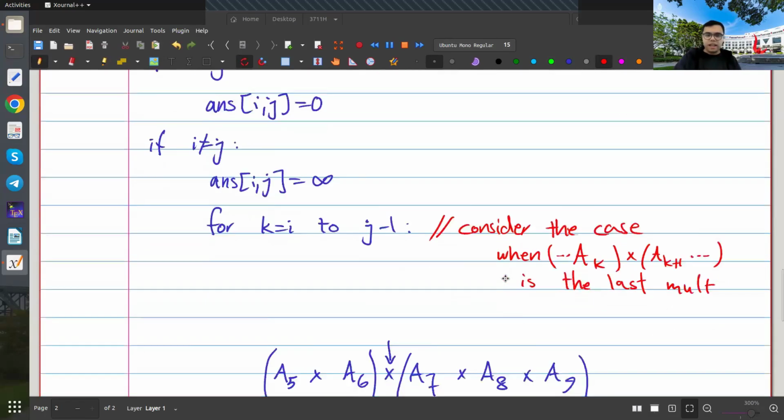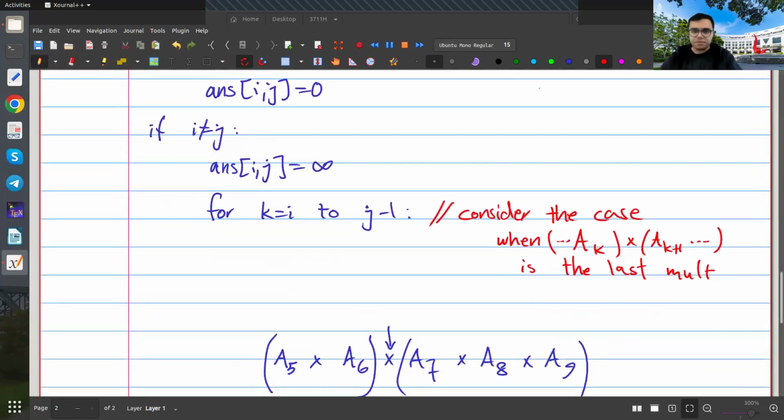Now, what would be the cost here? The cost, let's call it C, would be the cost of finding this first part, so that's just the answer from i to k, plus the cost of finding this second part, which is just the answer from k plus 1 to j, right? Plus the cost of this last multiplication.